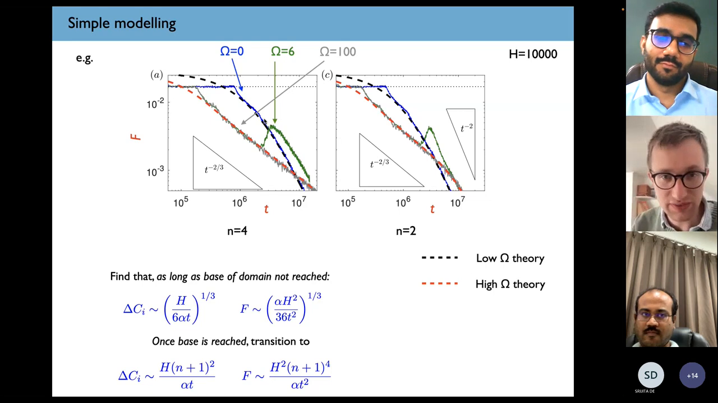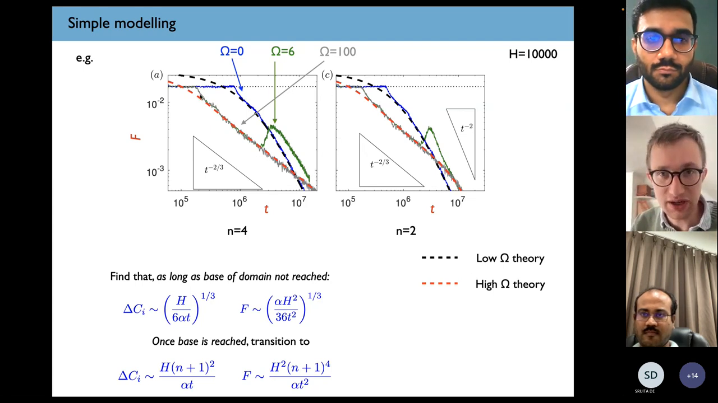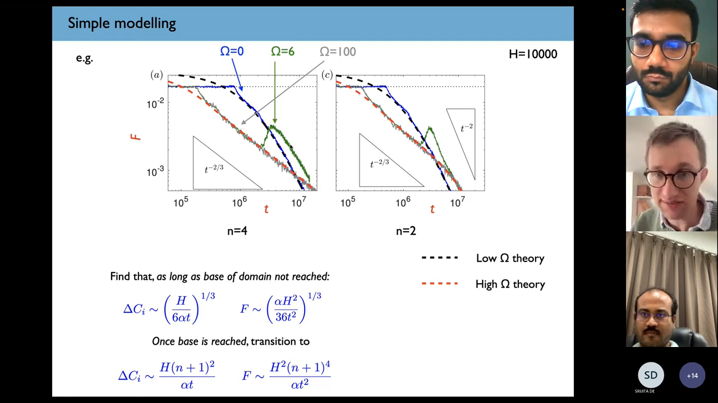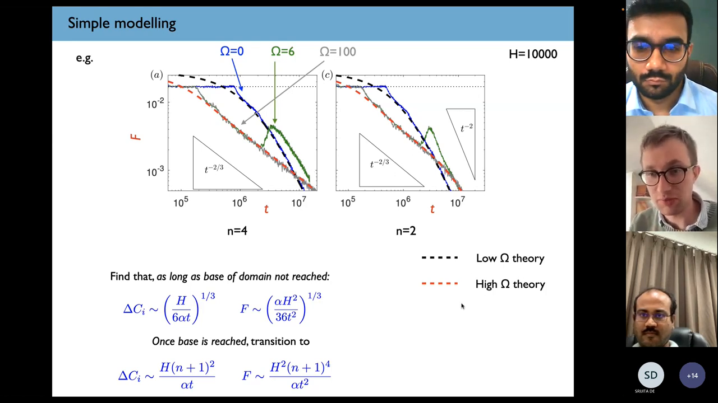And you see the two theories look very good for the respective values of omega. Low omega looks good for the black dashed line. High omega, that's the gray one, looks good for the red dashed line. And indeed, it looks good for the green line as well, until the point where the green line leaves it, which is where the flow does some sort of advective reorganization. So you see that these two limits seem to be pretty good.